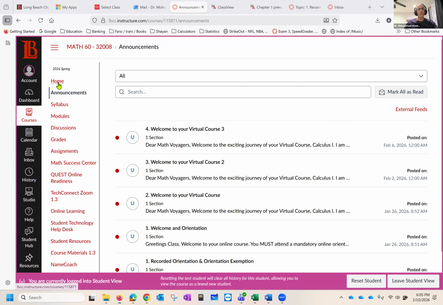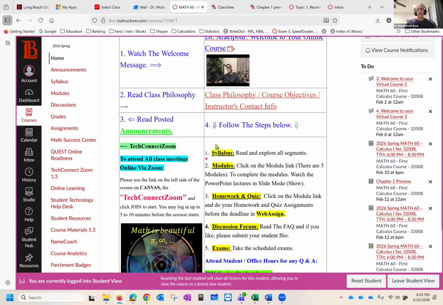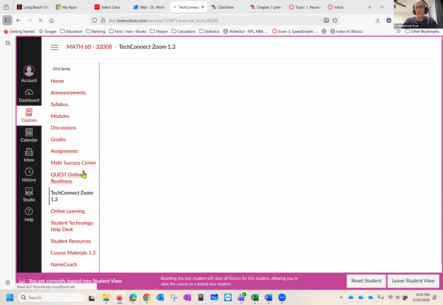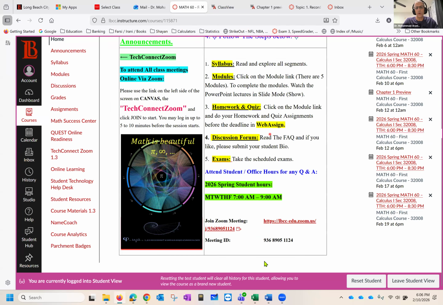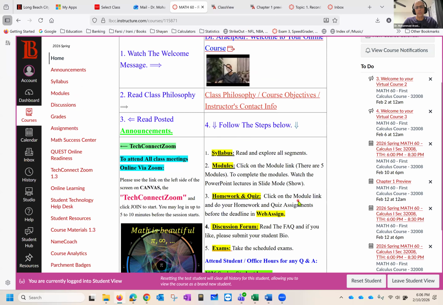Now, going back to the homepage of Canvas. Number 4, now we have a bunch of stuff underneath. Before we get there, I want to look at the left side and this Tech Connect zone because sometimes students mix things up. On the left side, this Tech Connect zone is where you can join the class. It takes you to the Zoom meeting of the class. However, at the bottom of the home page of Canvas, this is the Zoom meeting for the student office hours, okay? And of course, the timing is every day from 7 to 9 a.m. So, those are the things that I wanted to discuss.